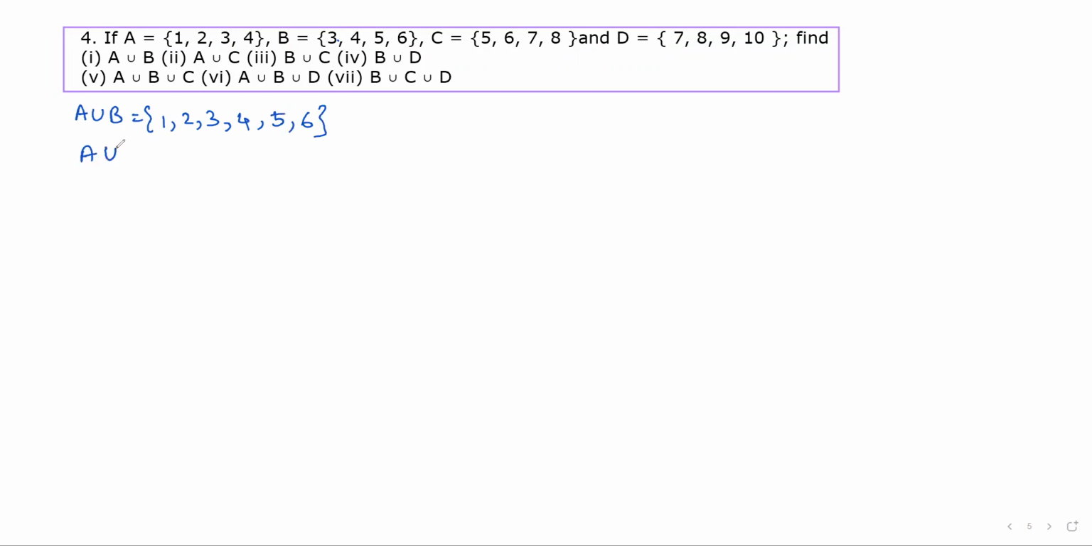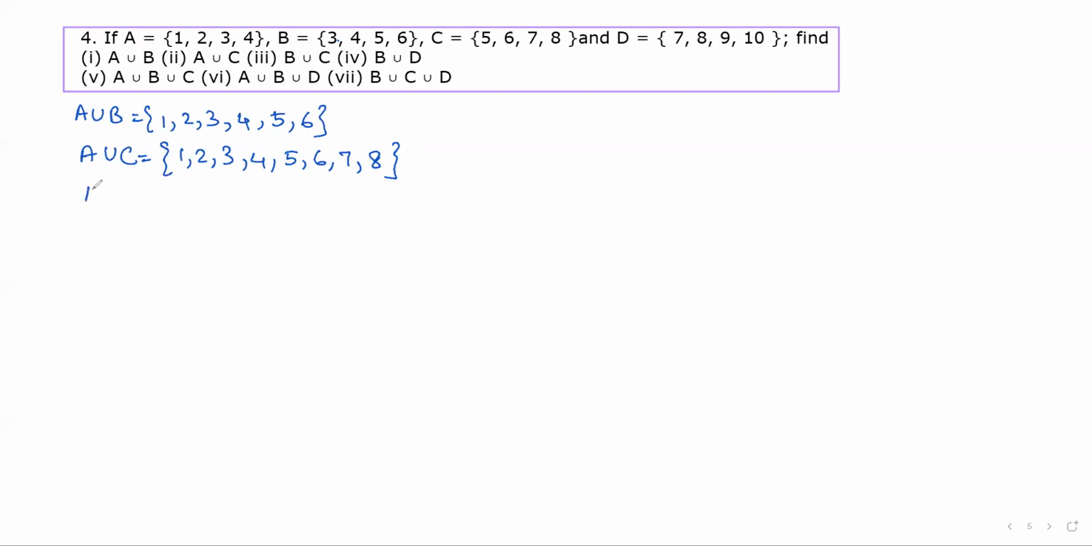Next, A union C. All elements of A should be mentioned: 1, 2, 3, 4, and then C. C involves 5, 6, 7, 8. So these are different elements. By observation, we can see that A and C are disjoint sets with no element in common with each other.